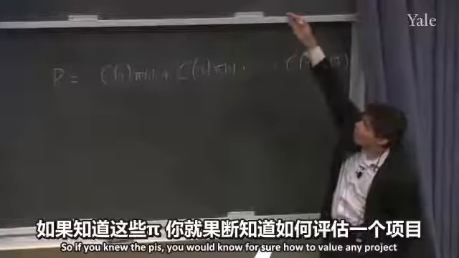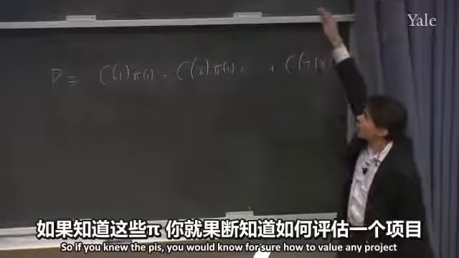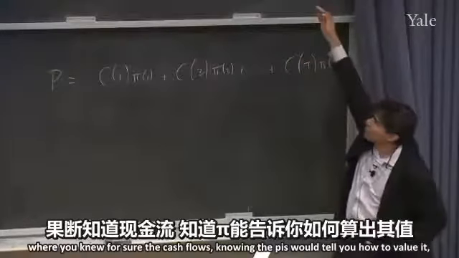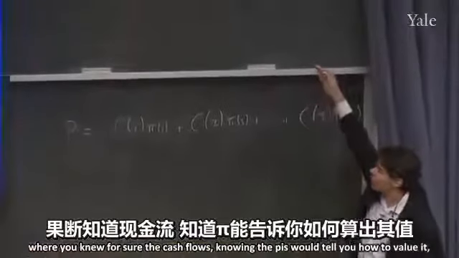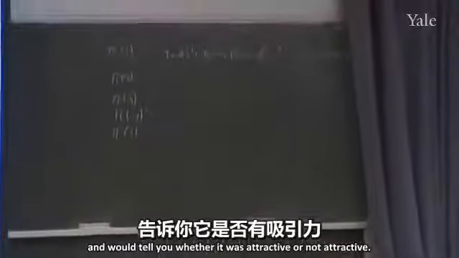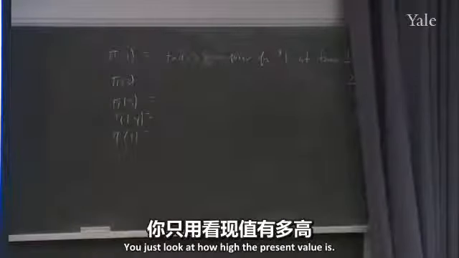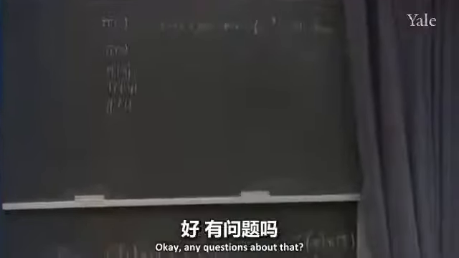So if you knew the pies, you would know for sure how to value any project where you knew the cash flows for sure. Knowing the pies would tell you how to value it and whether it was attractive or not attractive. You just look at how high the present value is. Okay, any questions about that?